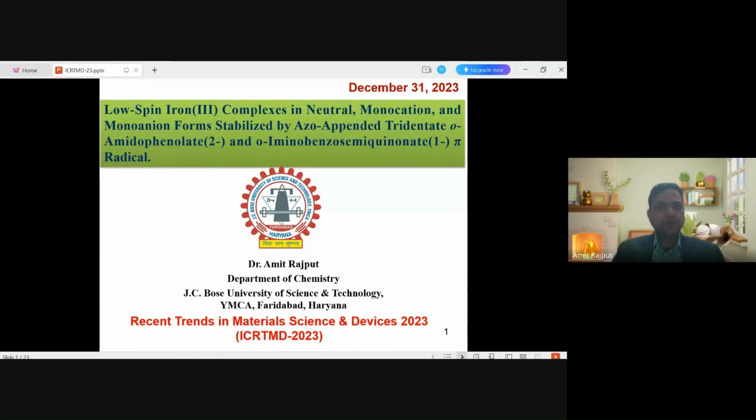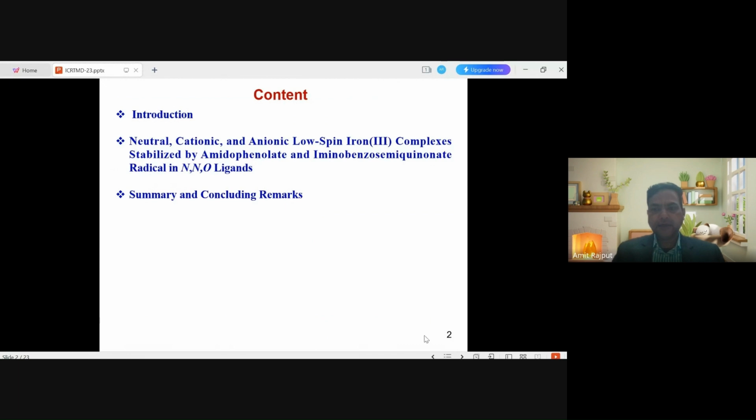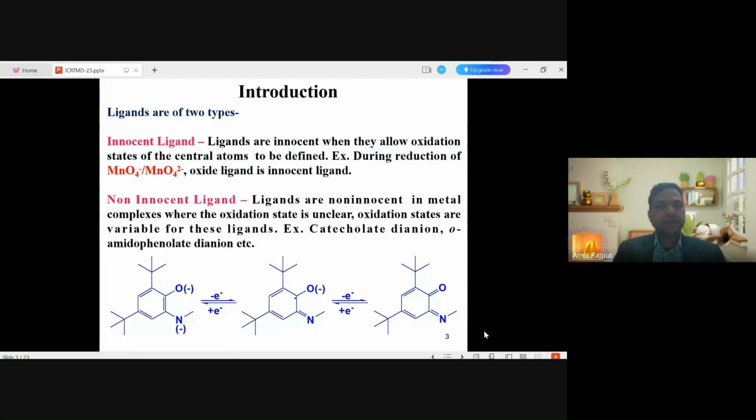So first of all, this is the content part and introduction. Generally, ligands are of two types: innocent and non-innocent ligands. Innocent ligands are those where we can see that the oxidation state does not change. For example, during the reduction of MnO4 negative to MnO4 di-negative, for the oxide ion ligand the oxidation state is -2 here and also -2 here.